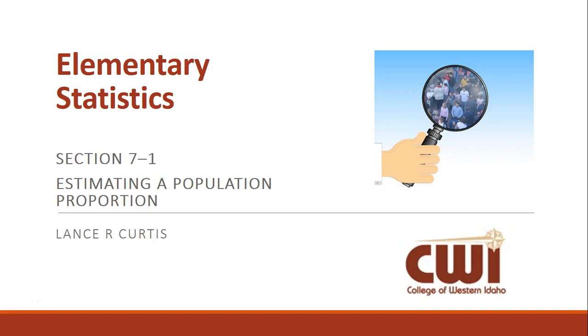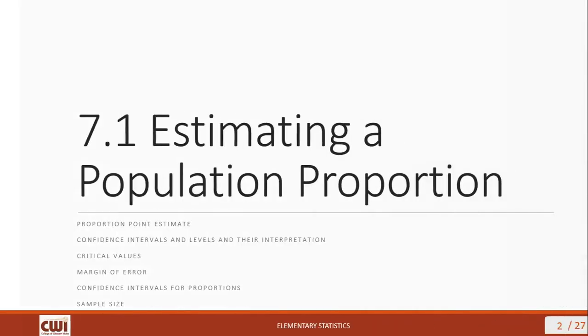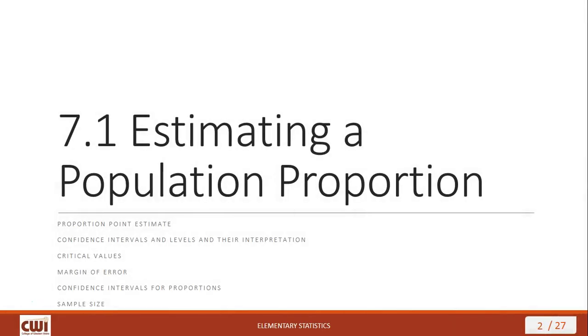I am Lance Curtis, and this is a lecture for Section 7.1, Estimating a Population Proportion. Here in this first lecture for Chapter 7, we're going to start by talking about the point estimate for proportions, and then we'll segue into talking about confidence intervals, confidence levels, and how to interpret them properly. We'll then go and talk about critical values, which we've already discussed in Chapter 6, but we're going to apply them to confidence intervals here in Chapter 7.